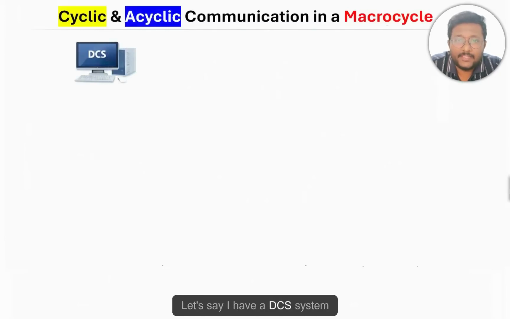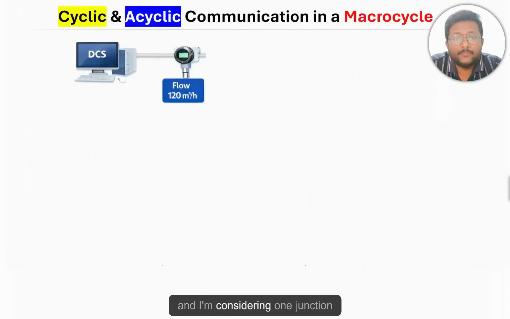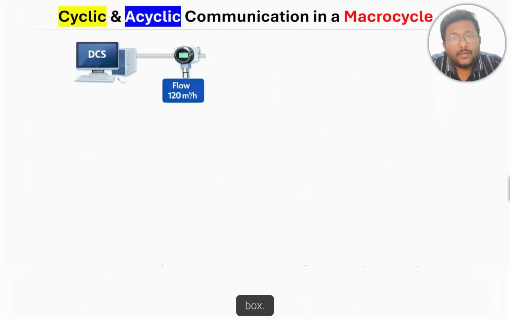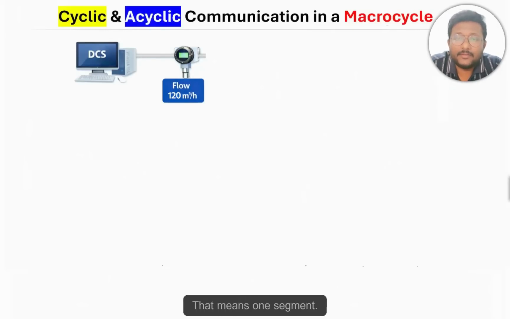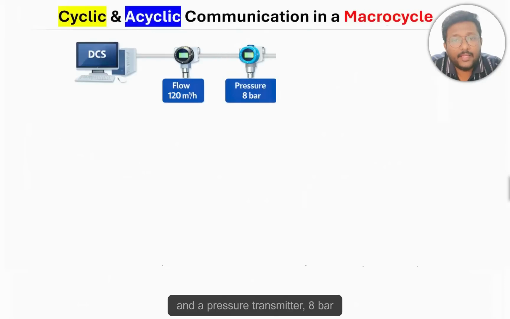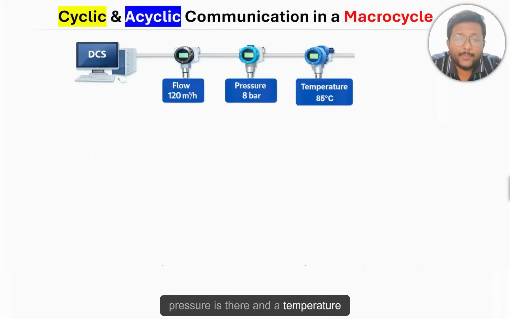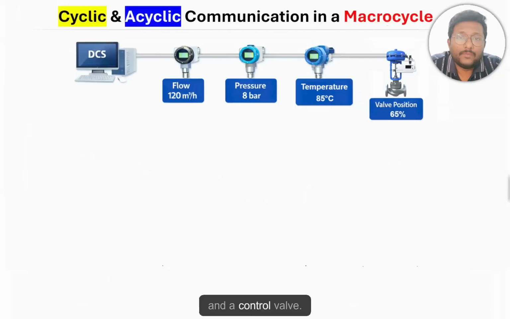I will take one example. Let's say I have a DCS system and I'm considering one junction box, that means one segment. I have a flow transmitter and its reading is 120 meter cube per hour, a pressure transmitter with 8 bar pressure, a temperature transmitter at 85 degrees centigrade, and a control valve. Right now its position is 65% open.